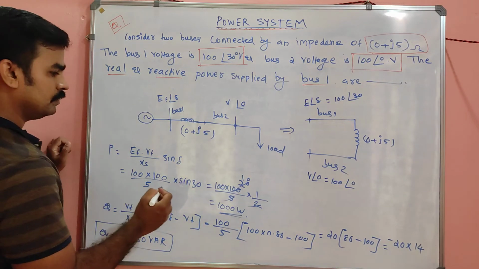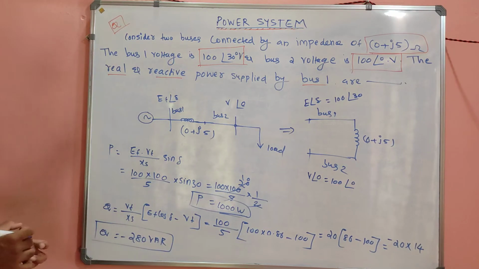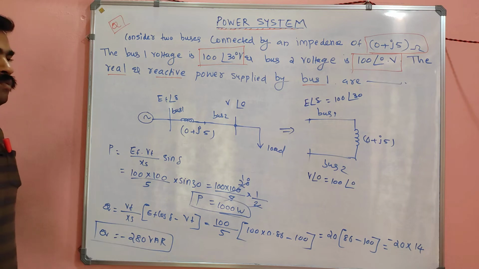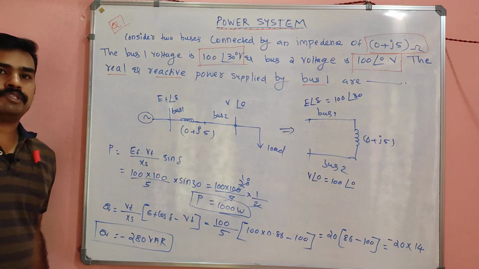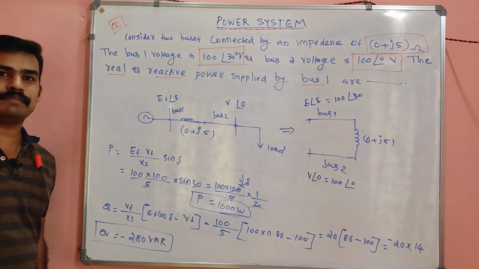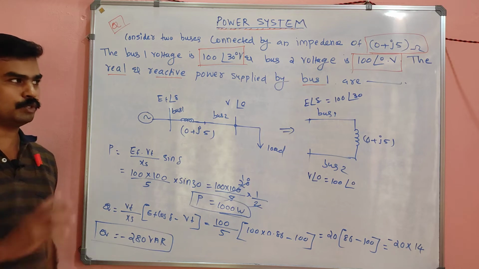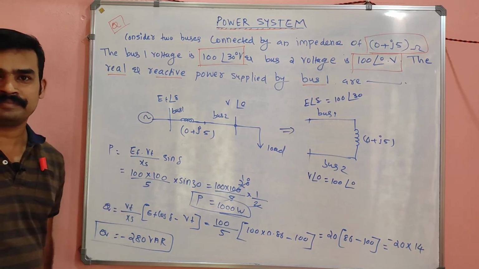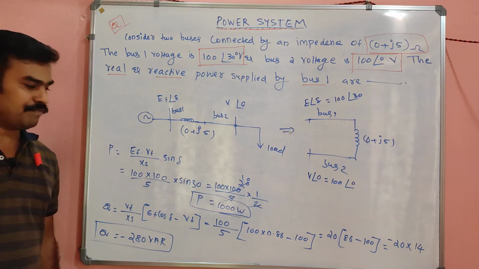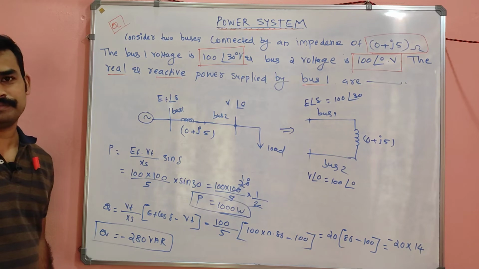So now you got the active power P and the reactive power Q. Q is equal to minus 280 means what? Power is positive means passive, power is negative means active. So bus 1 is an active bus, simple. It is giving the reactive power. If it is absorbing the reactive power, it will be positive.